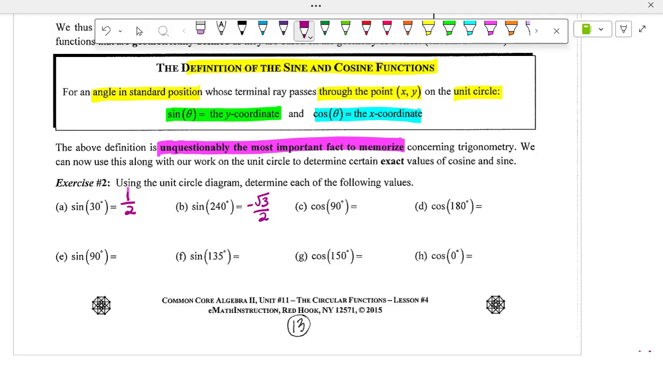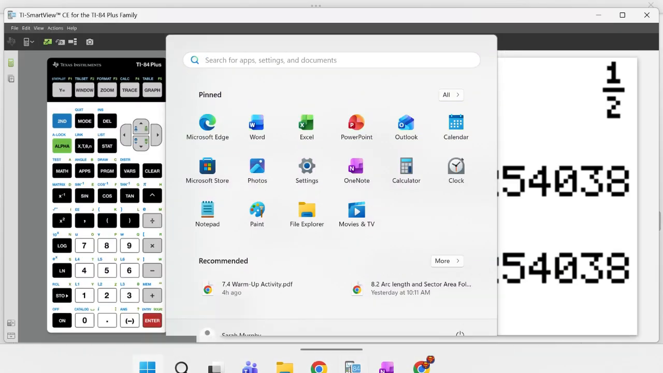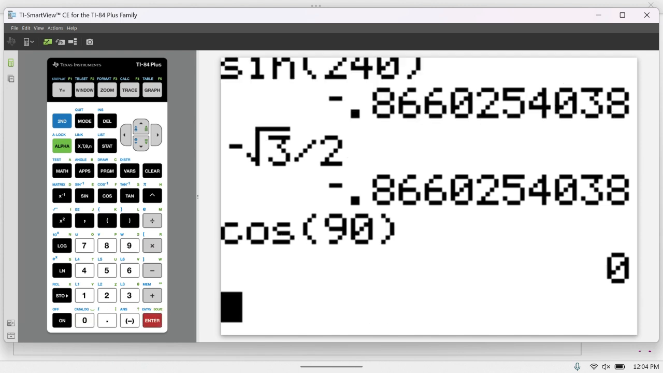All right, cosine of 90. So we're going to go to 90. But cosine is which value of the point? The x. So what's the x value of the point? 0. Let's check it. If I type in cosine of 90, I should get 0, and I do.